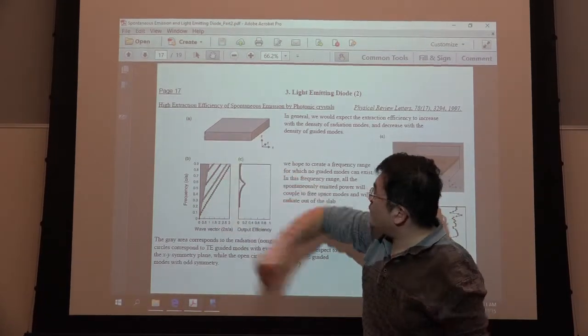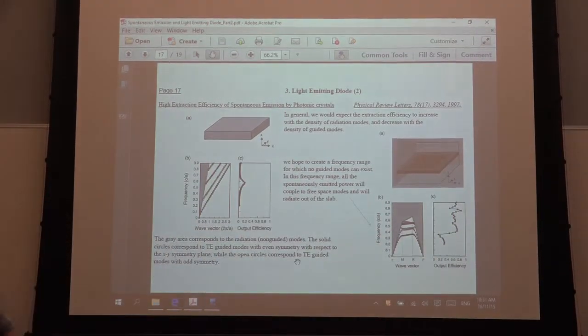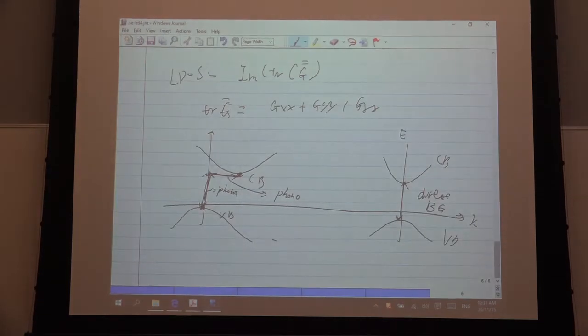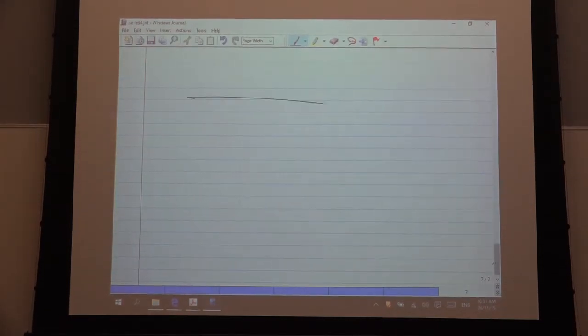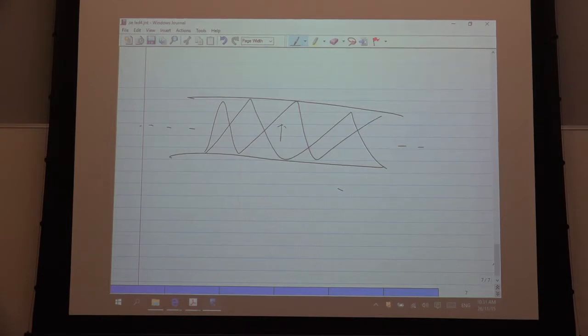They trap the EM energy in this layer. This is a slab, this is a diode. They trap energy. This one is even less. They trap some guided modes, and the light cannot emit out.